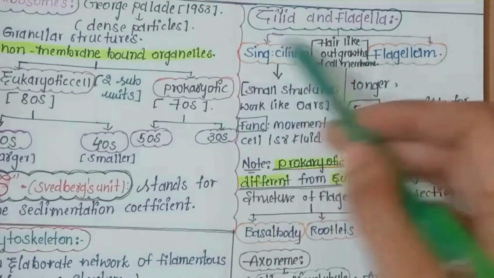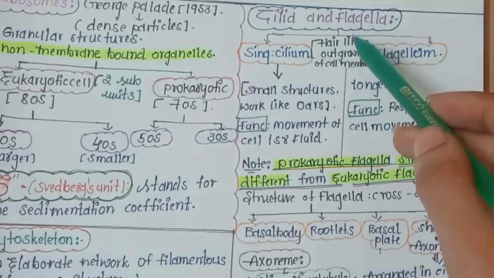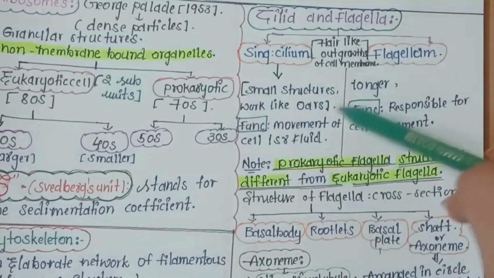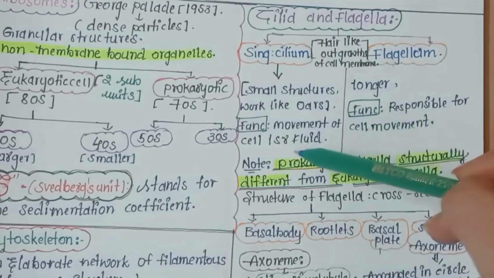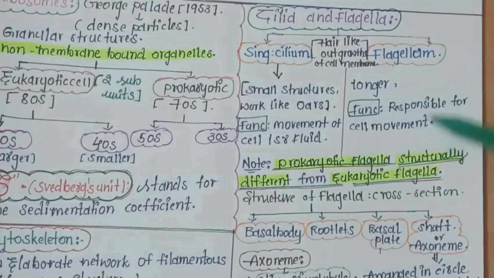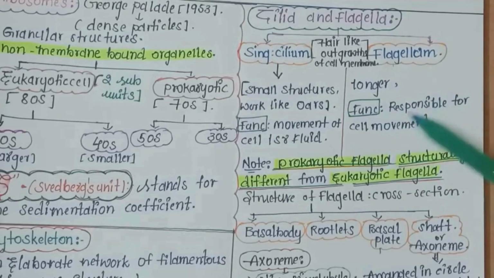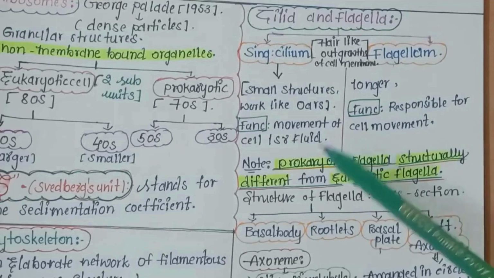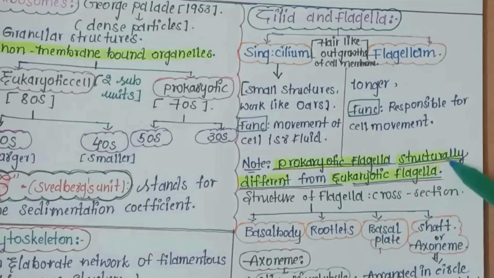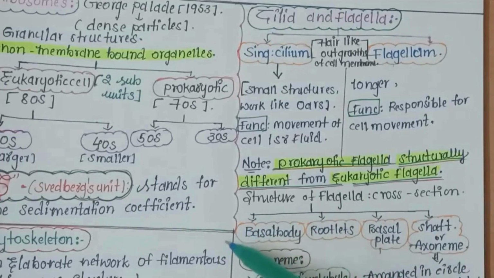Let's discuss cilia and flagella. These are hair-like outgrowths of the cell membrane. Coming to the cilia, these are small structures which help in the movement of the cell and surrounding fluid. The flagella is the longer one, which is responsible for cell movement. Structurally, the prokaryotic flagella is different from the eukaryotic flagella. Here, it consists of basal body, rootlets, basal plate, shaft, and axoneme.